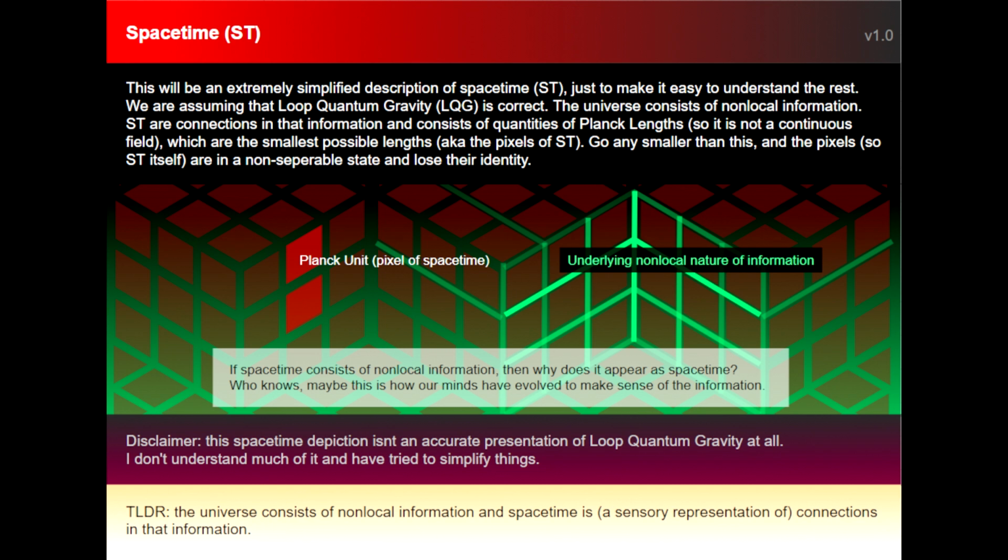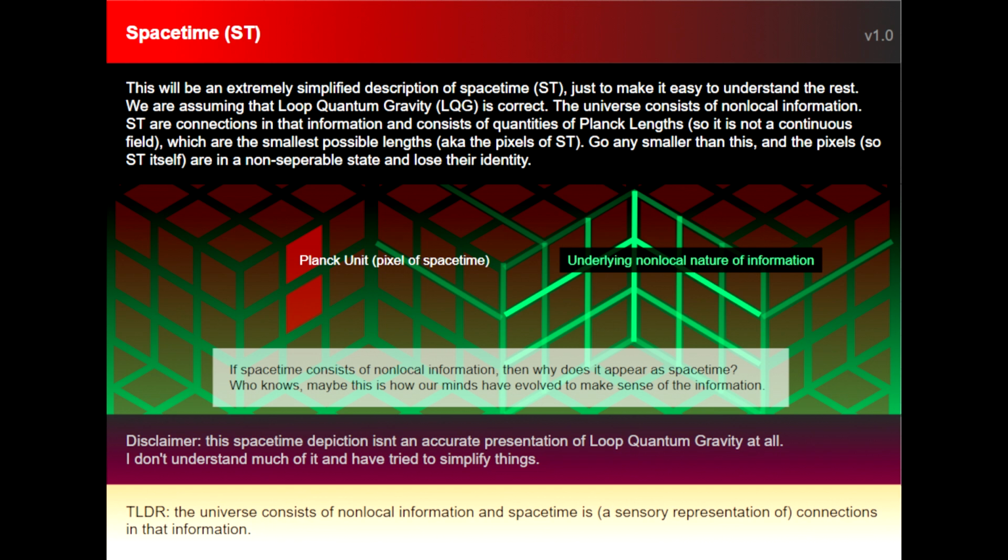The universe consists of non-local information. ST are connections in that information and consists of quantities of Planck lengths, so it is not a continuous field. Planck lengths are the smallest possible lengths, aka the pixels of ST. Go any smaller than this, and the pixels, so ST itself, are in a non-separable state and lose their identity.